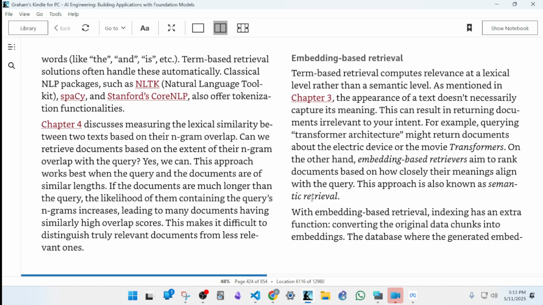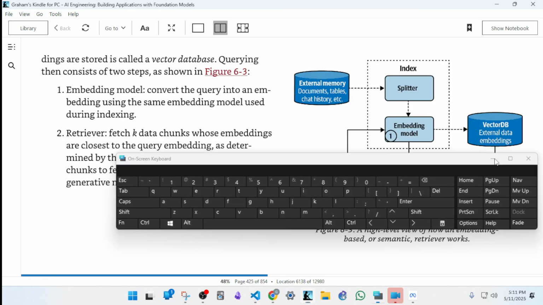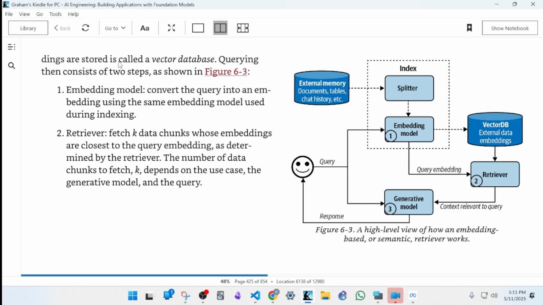With embedding-based retrieval, indexing has an extra function, converting the original data chunks into embeddings. The database where the generated embeddings are stored is called a vector database. Querying then consists of two steps, as shown in Figure 6-3, a high-level view of how an embedding-based or semantic retriever works.